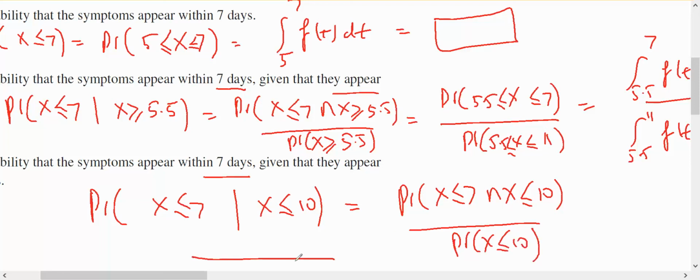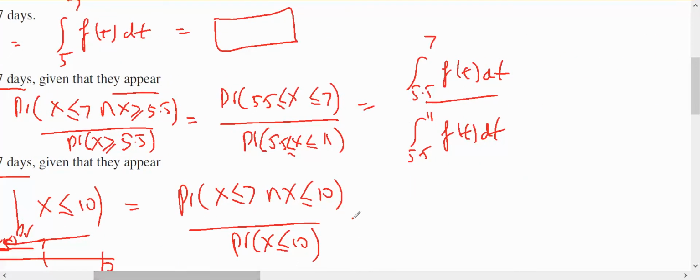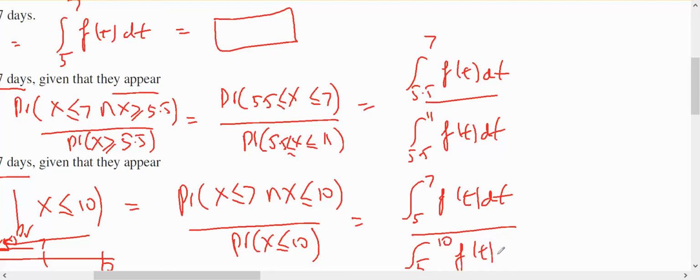So on a number line, less than 7 and less than 10, the overlap is less than 7. In the context of this question, that would be the integral from 5 to 7 of f of t dt over the integral from 5 to 10 of f of t dt. And I can work those out by putting them straight onto a calculator.